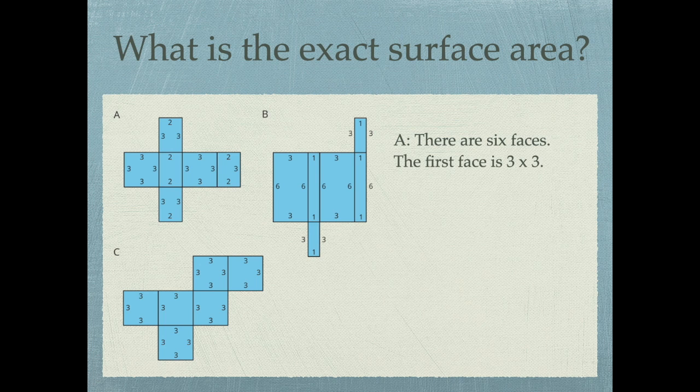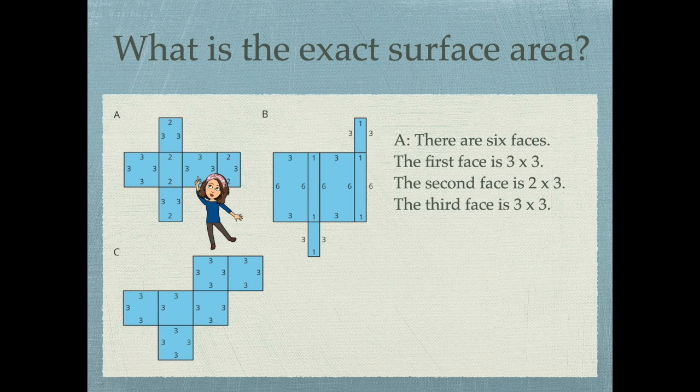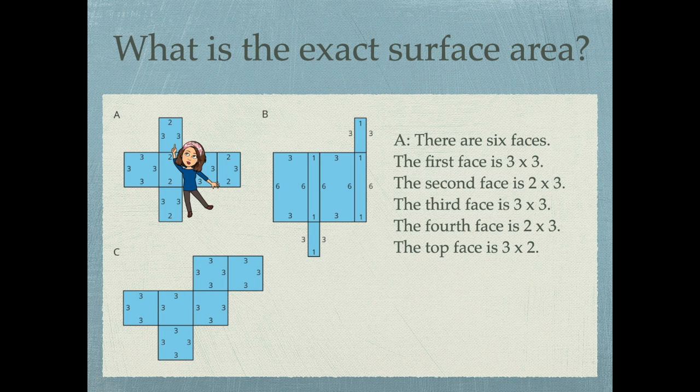The first face is 3 by 3. That one right there. The second face is 2 by 3. Which one is 2 by 3? This one. The base is 2 and the height is 3. The third face is 3 by 3. Well, that's kind of the same as the first one, isn't it? And that one's right here. I know if I fold them over, these two would be parallel to each other. And the fourth face is 2 by 3, which is this one. And then I have a top and a bottom. The top face is a 3 by 2, and the bottom face is a 2 by 3.